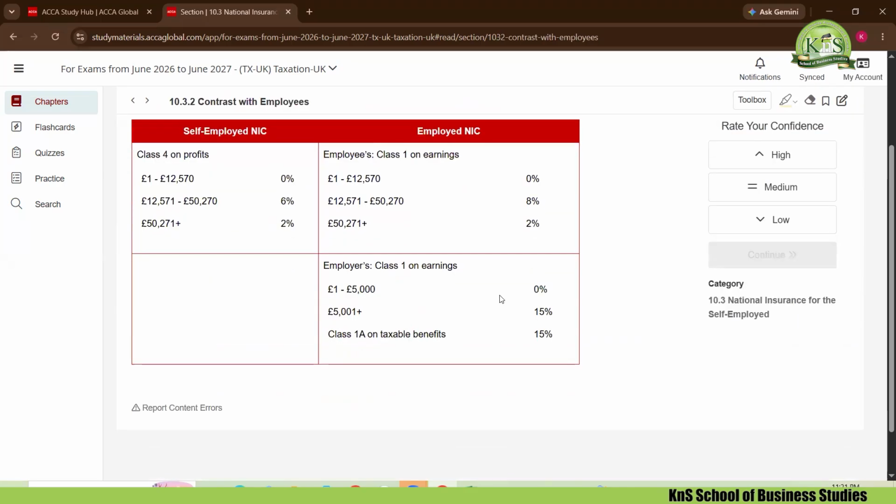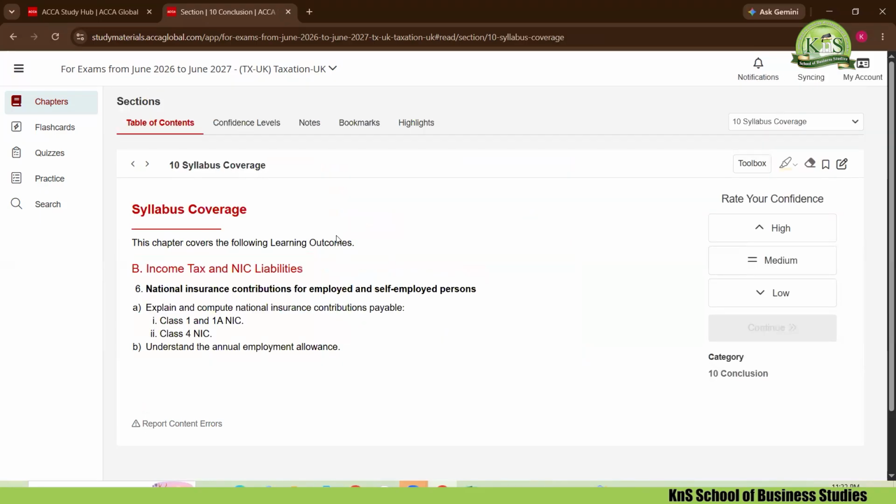So this is a table. See, self-employed will pay class 4 NIC. This is the table. If you are employed, you will pay employee class 1 and the employer will pay class 1A and class 1. And the 10,500 thing, you need to remember it yourself. That's all. So we are done with the topic.